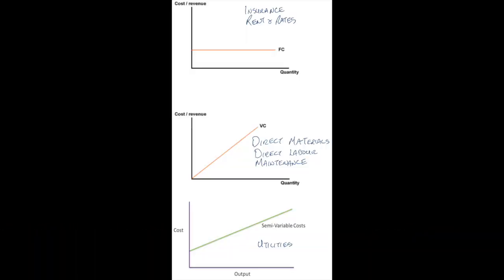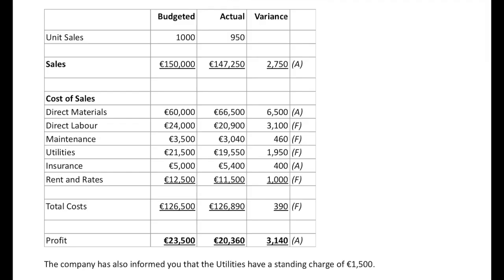Flexing a budget involves taking the costs that vary with activity and changing the budget so that it is the results as if we created the budget using the activity we actually had. Looking at the example here, we originally thought we were going to have sales of 1,000 units. We ended up having sales of 950 units.